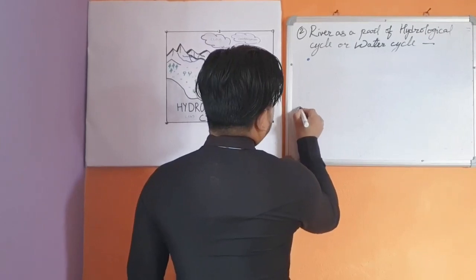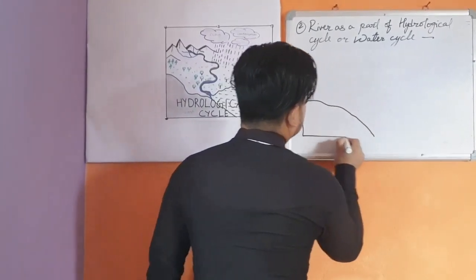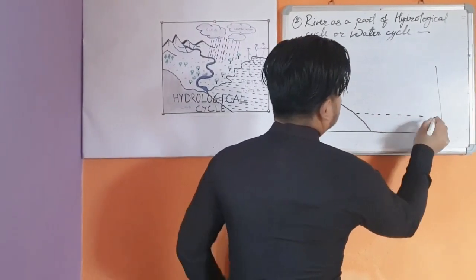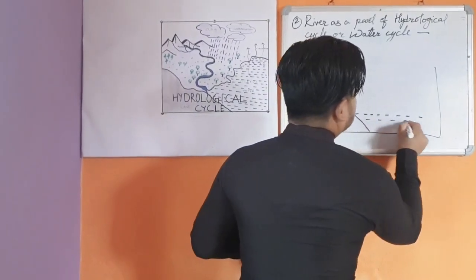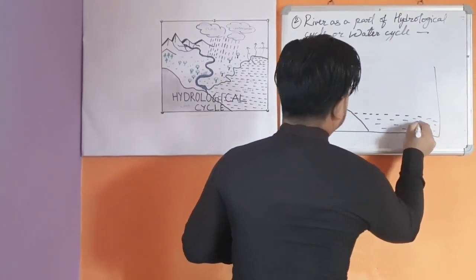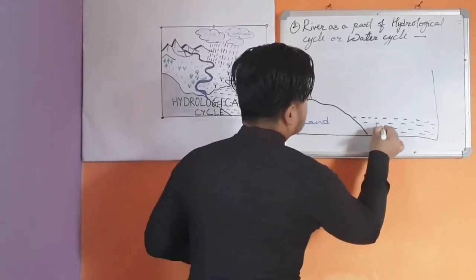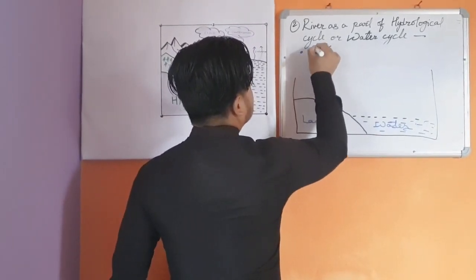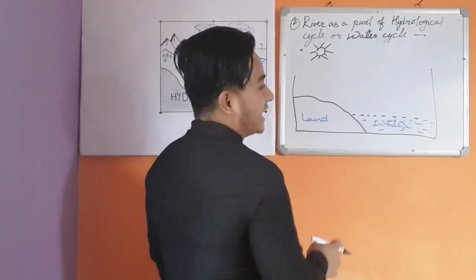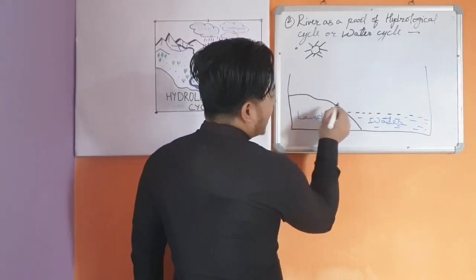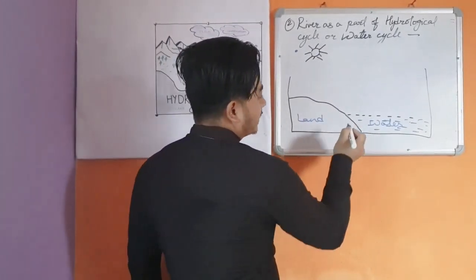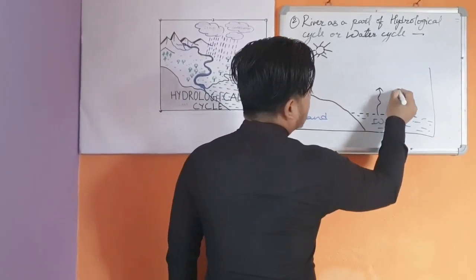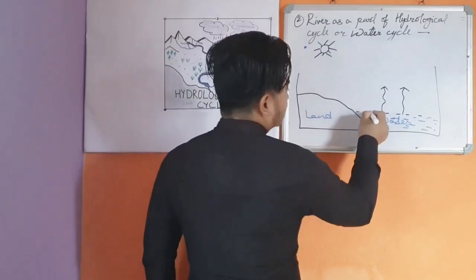For example, if this is land and this is water. So during the daytime, in presence of the sun, the sun gives direct rays, as a result of which the land and water get heated up. In the process of heating, the water starts evaporating from the water bodies of the earth's surface.